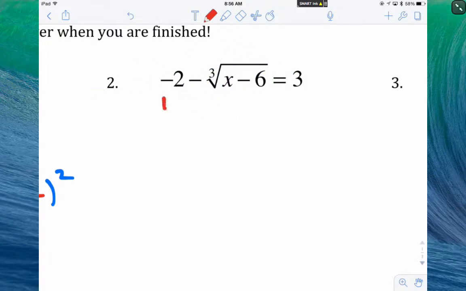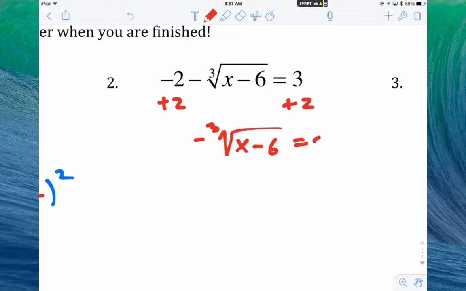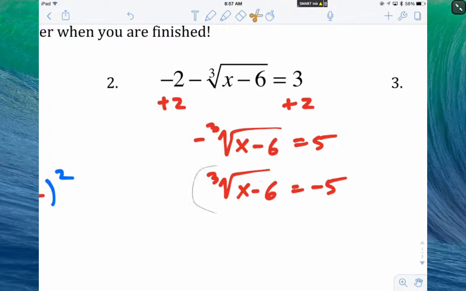And to do so, I think we're going to want to add 2 to both sides of the equation, yielding negative the third root of the quantity x minus 6 equals 5. And while we could raise to the third power right now, and we'd have to be very conscious of this negative 1 out in front here, just for good measure, I'm going to multiply both sides of this equation by negative 1 first. So we have just regular, the third root of the quantity x minus 6 equals negative 5.